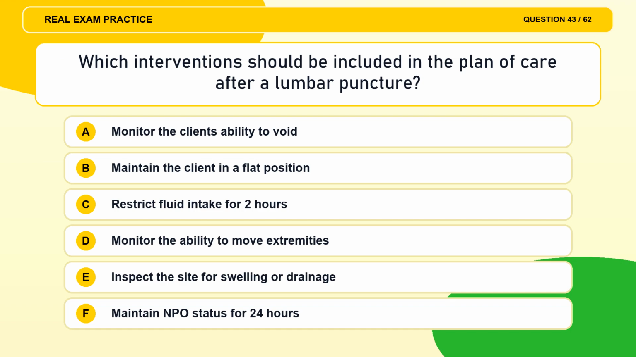Question 43. Which intervention should be included in the plan of care after a lumbar puncture? Option A, monitor the client's ability to void. Option B, maintain the client in a flat position. Option C, restrict fluid intake for 2 hours. Option D, monitor the ability to move extremities. Option E, inspect the site for swelling or drainage. Option F, maintain NPO status for 24 hours.